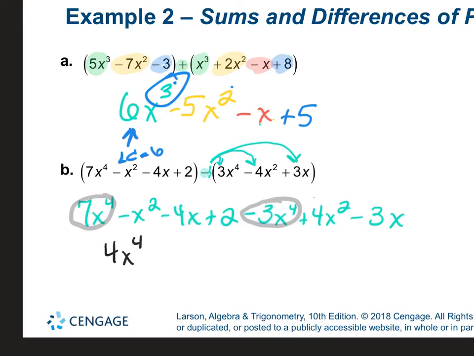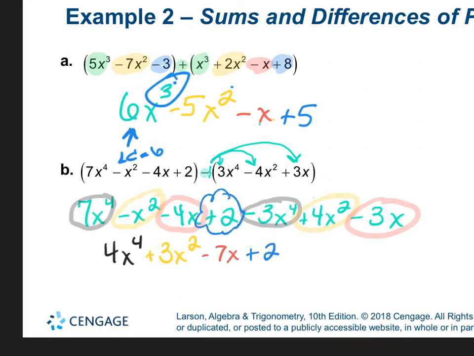Then I'm going to say, okay, do I have an x to the third? No, no x to the third. So now I go to the next exponent, x squared. So I have a negative x squared and a positive 4x squared. So as we go through that, negative 1 plus 4 is going to give me positive 3x squared. Then I have a negative 4x and a negative 3x. Well, negative 4 minus 3 is negative 7x. And then I have my little constant left of 2. And that's going to bring up the rear.